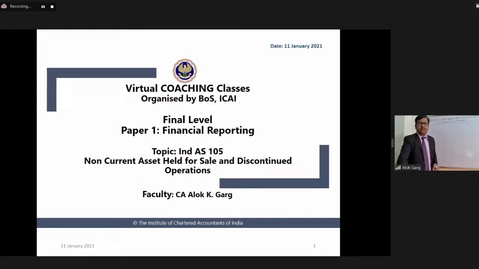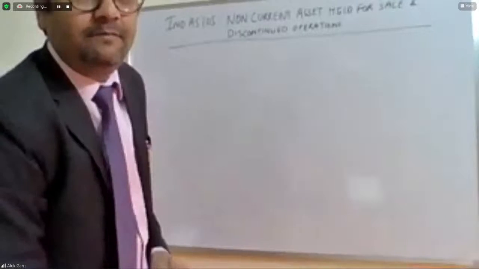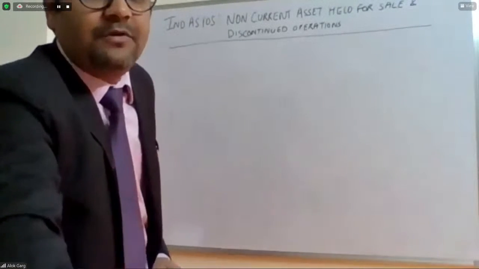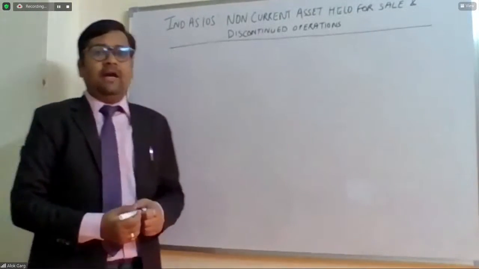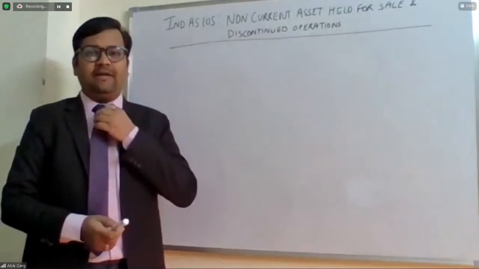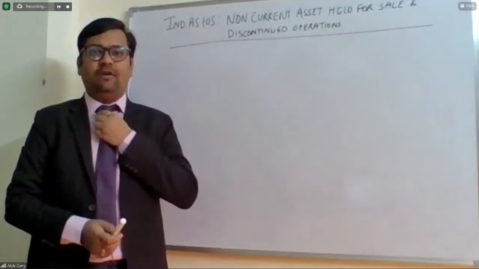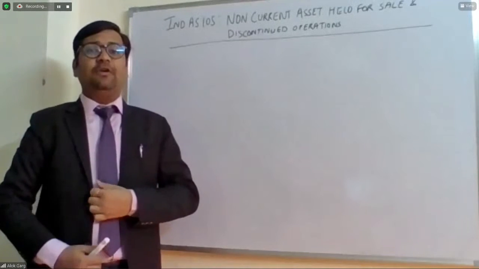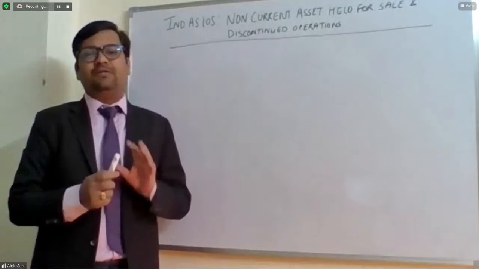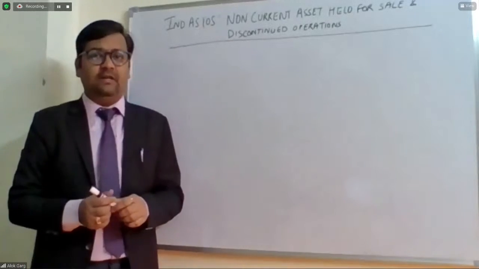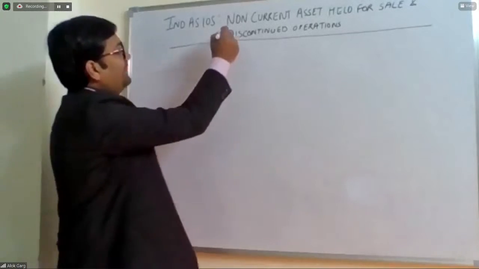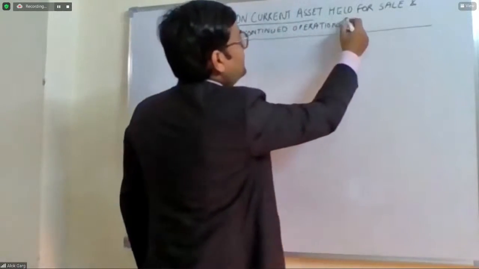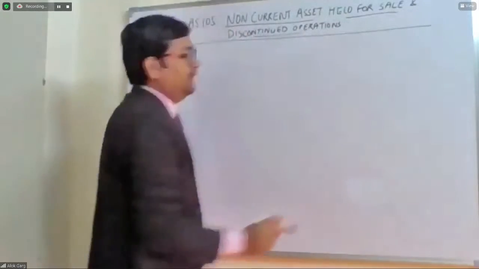So, students, today we are going to discuss one more asset-based standard, which is non-current asset held for sale and discontinued operation. In our Indian GAAP, while reading accounting standards, we read AS 24. AS 24 talks about discontinuing operations. AS 24 does not talk about non-current asset held for sale. But Ind AS 105 talks about non-current asset held for sale and discontinued operation.